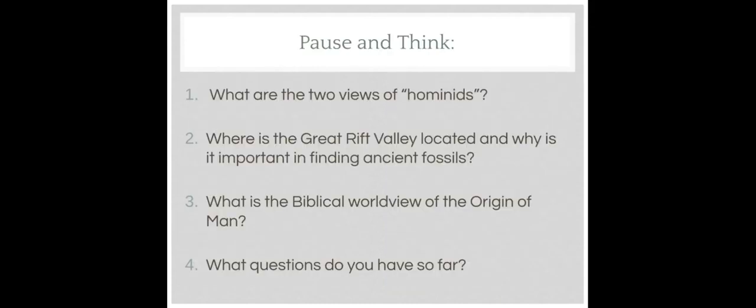And so at the end of part one here, I want you to write down what you think the answers are to these four questions. Number one, what are the two views of hominids? Because that's where we're going to start. What do both groups believe about hominids? Number two, I want you to tell me, where's the Great Rift Valley located and why is it important in finding ancient fossils? What's the big deal about the Great Rift Valley? And then three, what's the biblical worldview of the origin of man? And then number four, I want you to write down for me any questions you have so far. I want you to have at least one or two questions based on what we've talked about. And then when we Zoom or when we get together in class, we'll talk about all of these different things together.